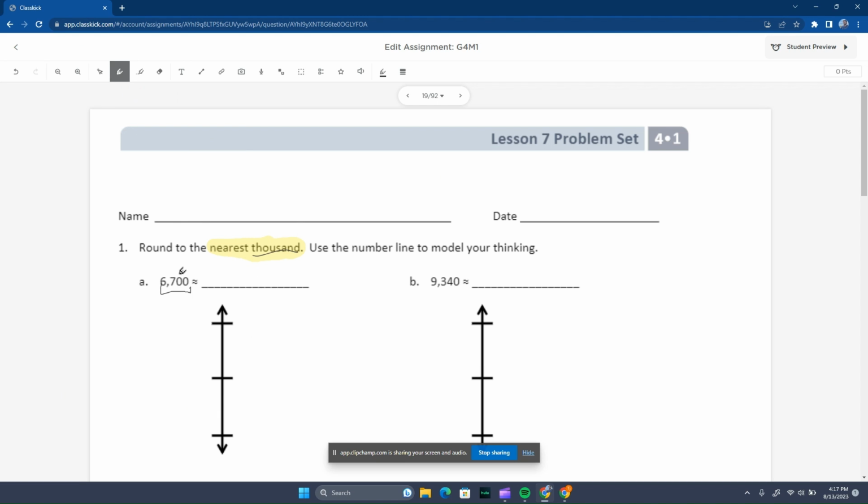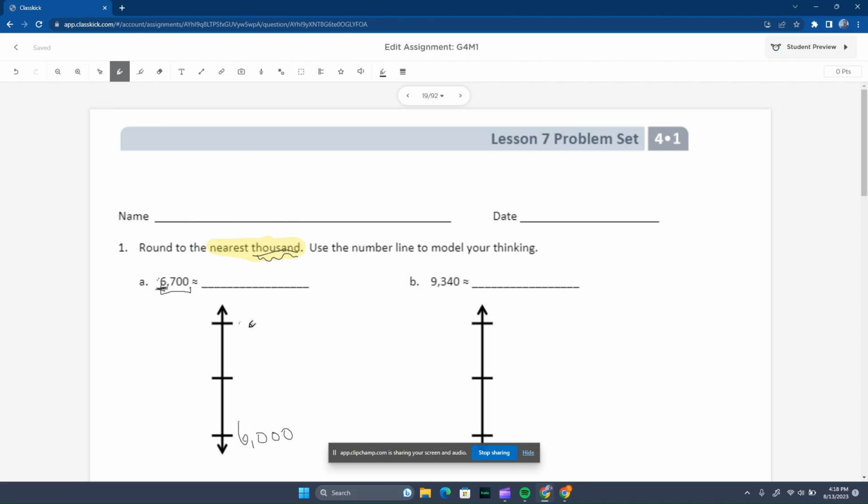So for letter A, the number that we're asked to round is 6,700. Now, when we're rounding and it tells us what place value to round to, in this case the thousands place, the first thing we want to do is identify which digit is in that specific place value. So we're looking for which digit is in the thousands place. In the case of letter A, the number 6 is in the thousands place. So on this vertical number line, we're always going to put this amount of thousands down here at the bottom. So this would give us 6,000 down here.